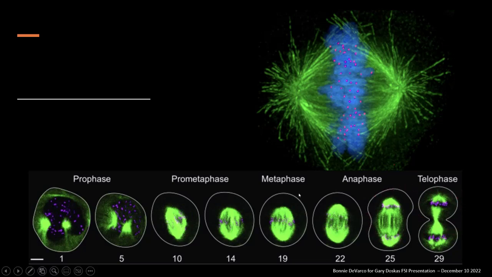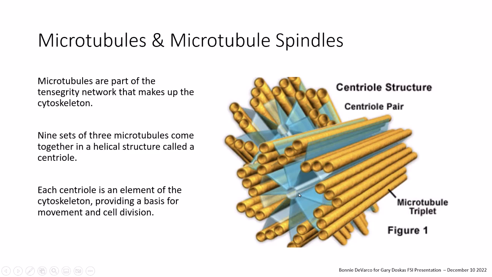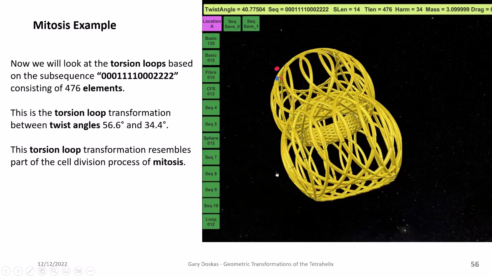And then some interesting geometries here between these 9 sets of 3 microtubules that come together to form this helical structure. This is not readily available, but you'll see the overall structure of this next simulation exhibits some of that behavior, just ironically.